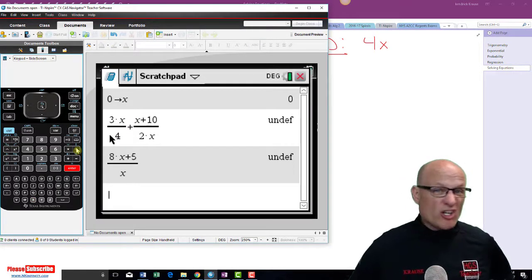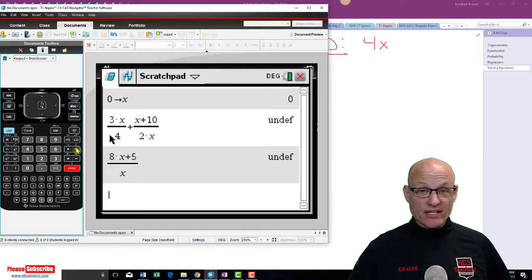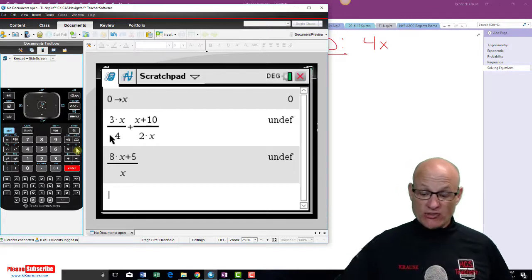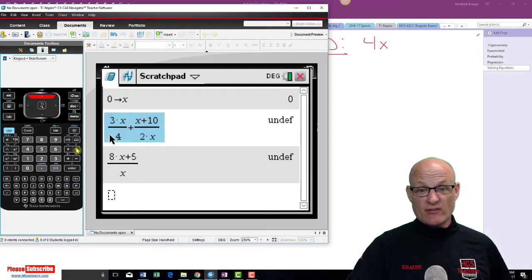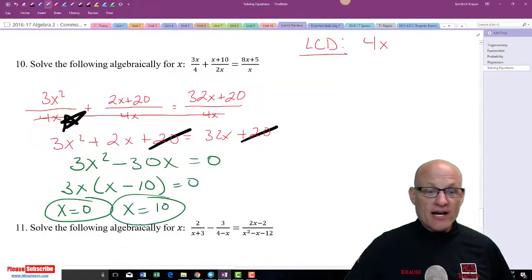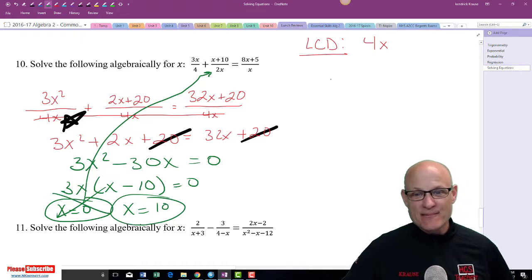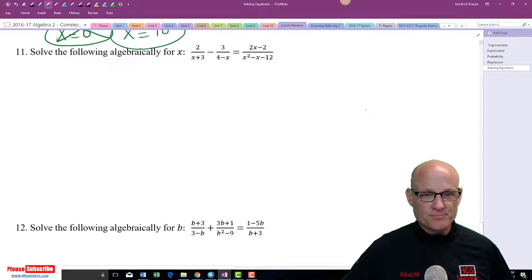Mr. Krause, undefined is UNDEF. And that's equal to undefined UNDEF. Because that word is the same as that word. So they got to be equal. No. It's undefined because you can't have 0 in the denominator of a fraction. This answer doesn't even make any sense. And if you tried 10, 10 would work. All right, kids, look for that.